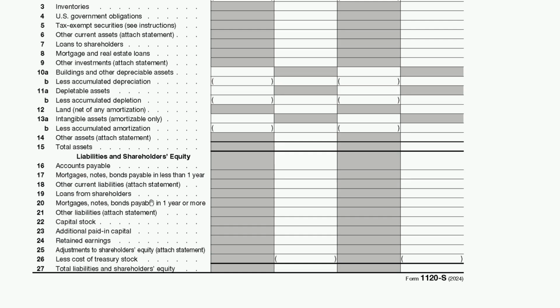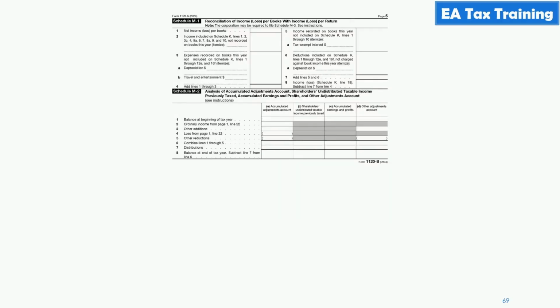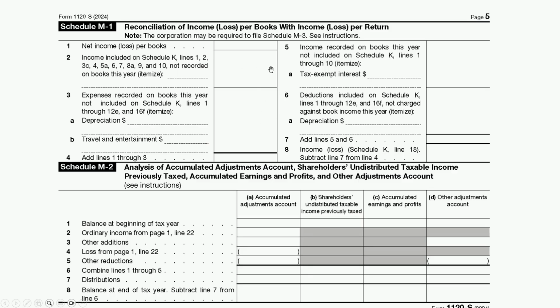Then you have your adjustments to shareholders' equity and your treasury stock, which will then bring you down to the total of the liabilities and shareholders' equity. Then we have Schedules M1 and M2. Schedule M1 is familiar. This is the reconciliation of book and tax income. So you start with your book income, you have your additions and subtractions for your book to tax differences, and then you will end with that amount from line 18 of Schedule K that we looked at. So that is the reconciliation.